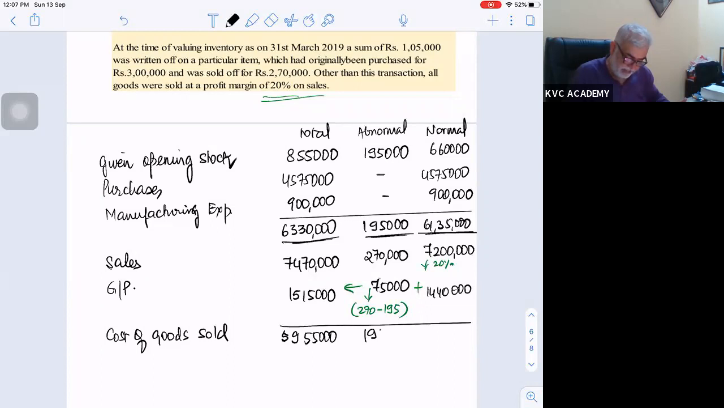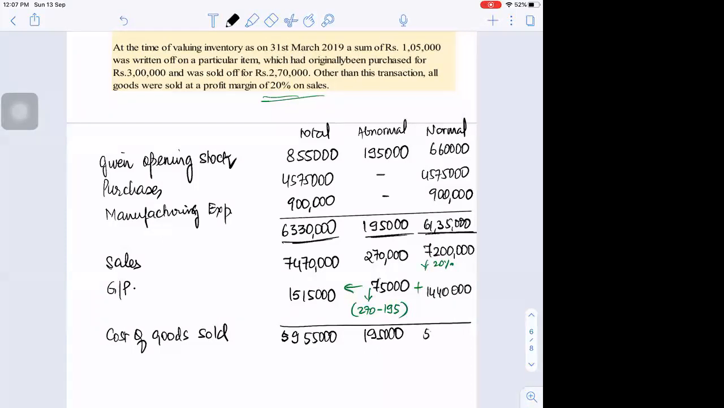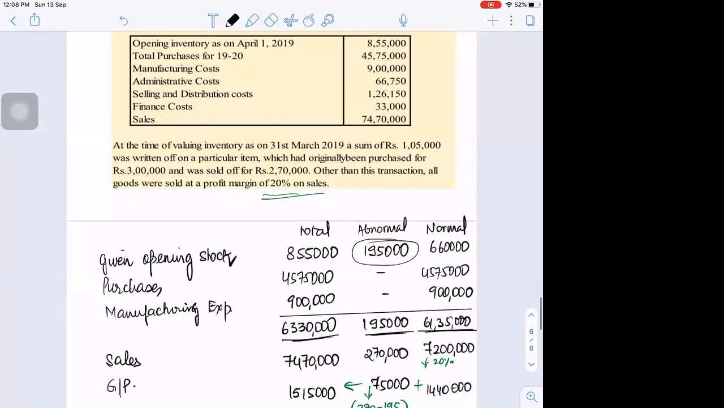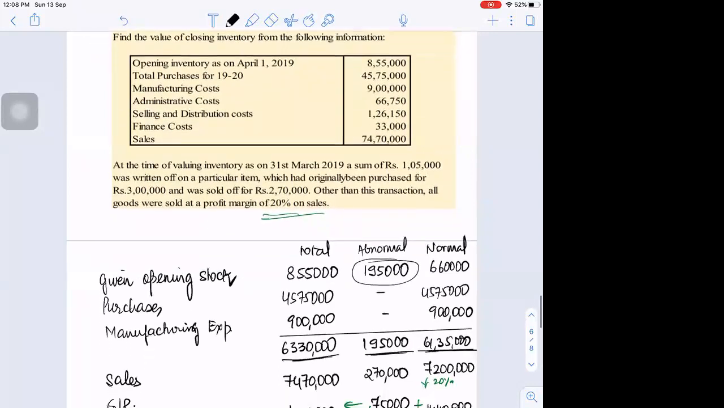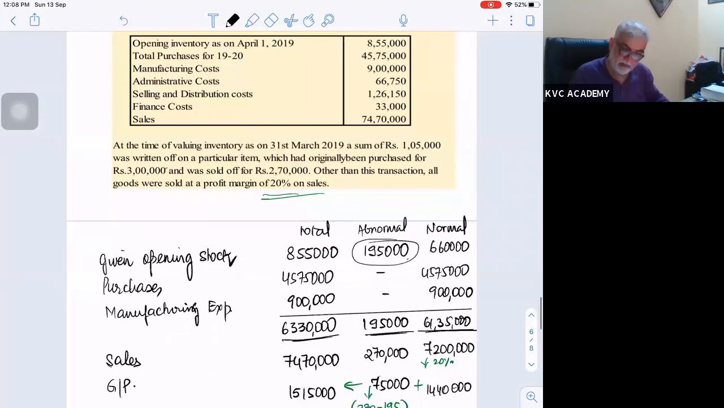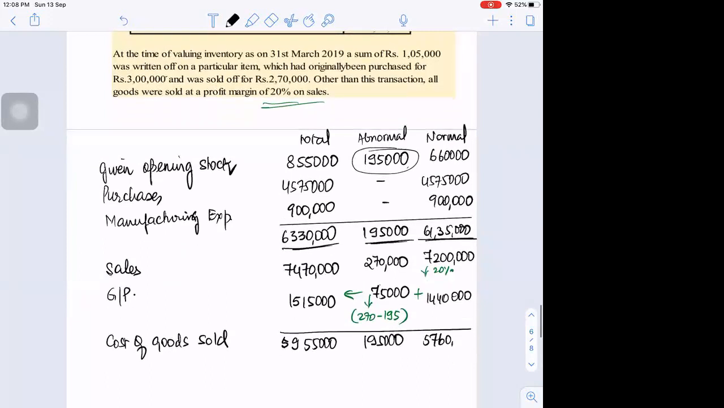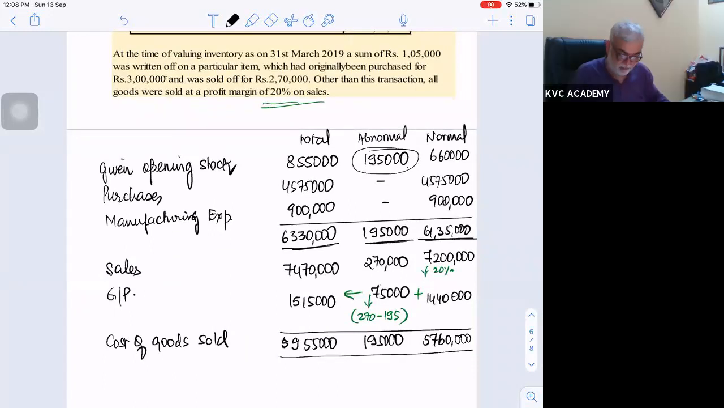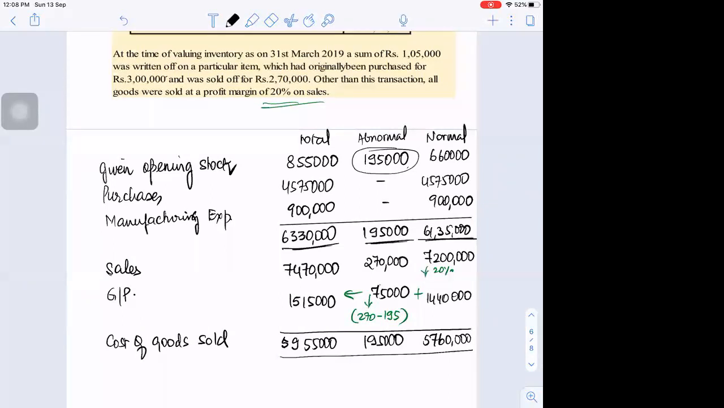This one is 195 itself, so don't worry. And this one would be 72 minus 14. So that 195, what is that? 1,95,000. 3 lakh minus 1 lakh 5. And what is that 15,15,000? It is the gross profit: 75 plus 1440.